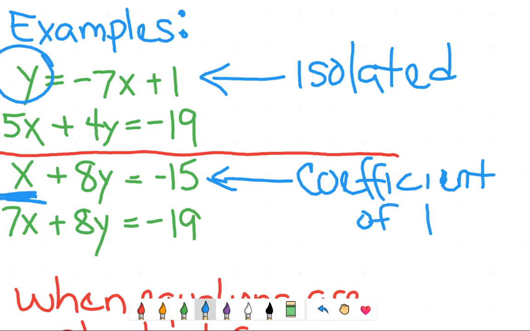So yes, we will use substitution in this case also. Isolated variable, coefficient of 1: the best method is substitution. Okay, let's go down to elimination now.